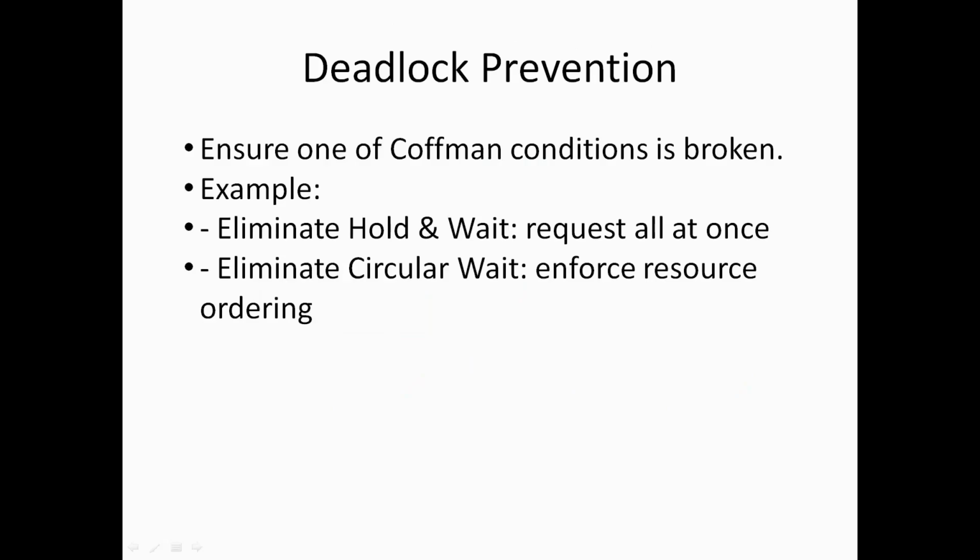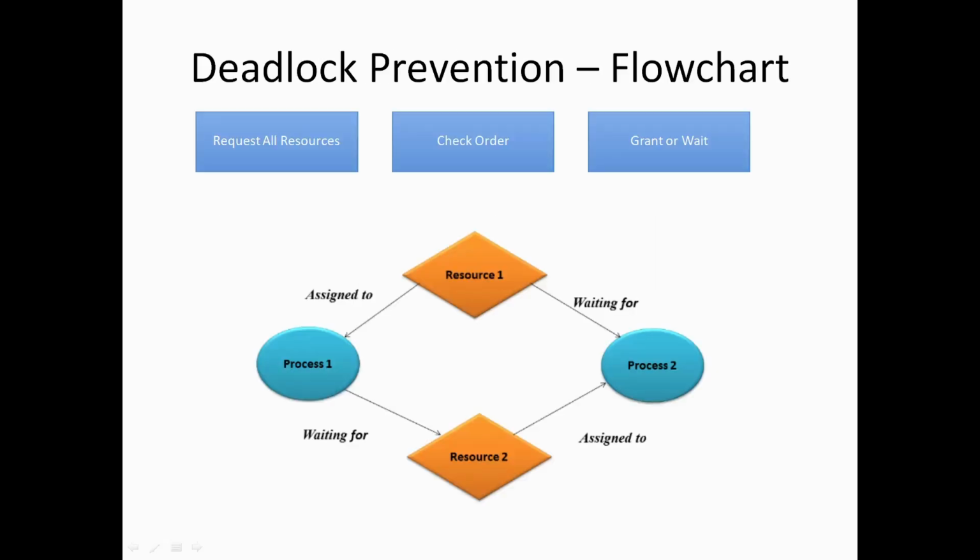Now I'll be explaining in detail deadlock prevention. It ensures one of the necessary conditions is broken. For example, eliminate hold and wait by requesting all resources at once, and eliminate circular wait through process resource ordering. Now this is a flowchart on deadlock prevention. For example, process 2 is currently holding resource 2, but it's waiting for resource 1. Simultaneously, process 1 is assigned resource 1, but will be waiting for resource 2.